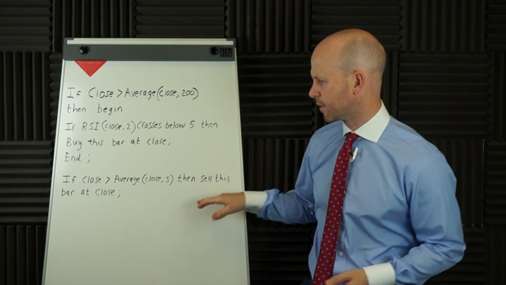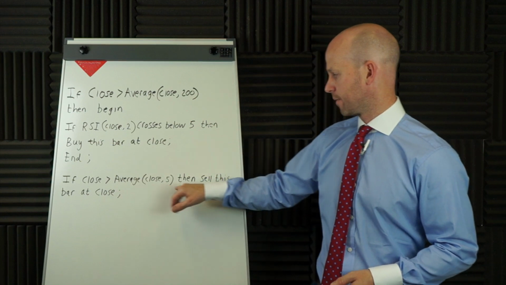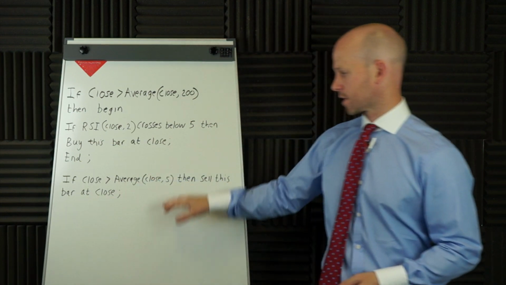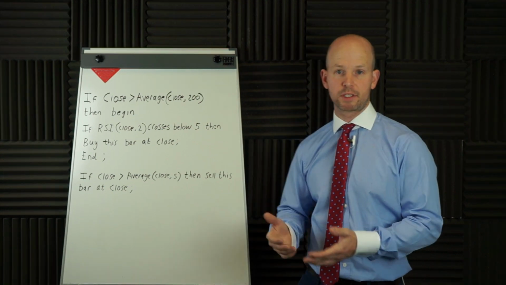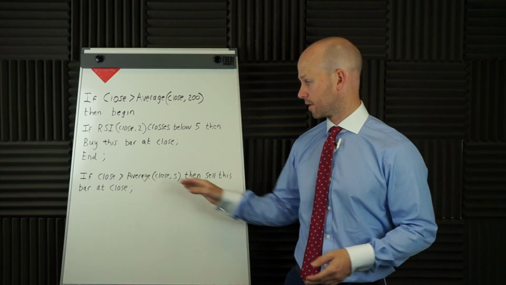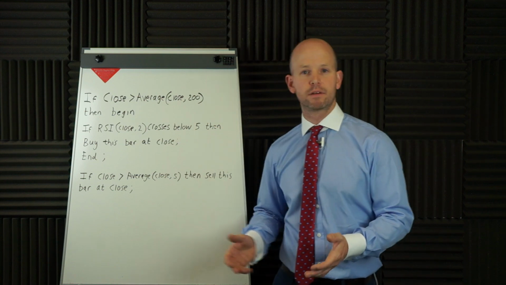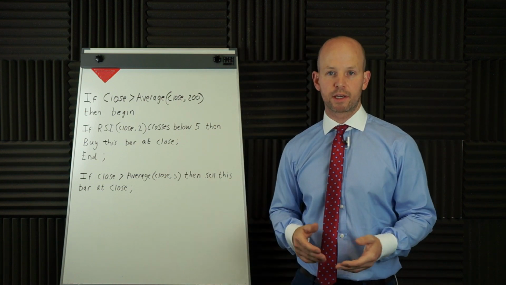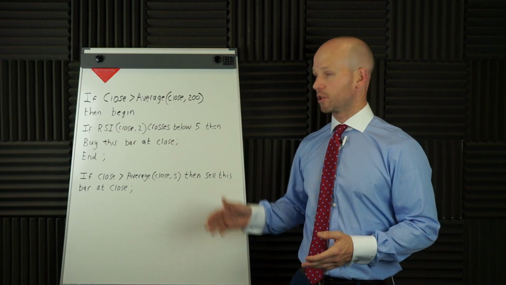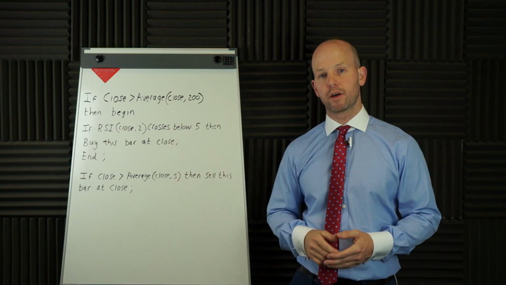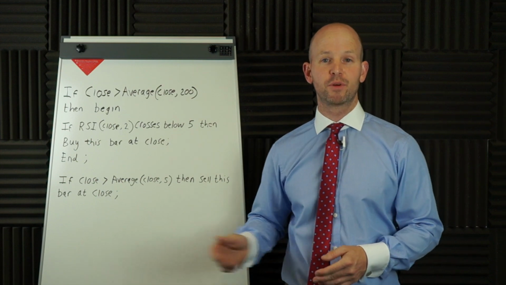Okay, and it's the same with the exit. Rather than sell this bar at close, it's going to be sell next bar at market. We can actually get really specific with MultiCharts and say sell next bar at 2300 hours. We can say exactly what time we want to sell, but just for this strategy on the daily chart, we're going to leave it like this. Okay, so let's go over to the computer and have a look.